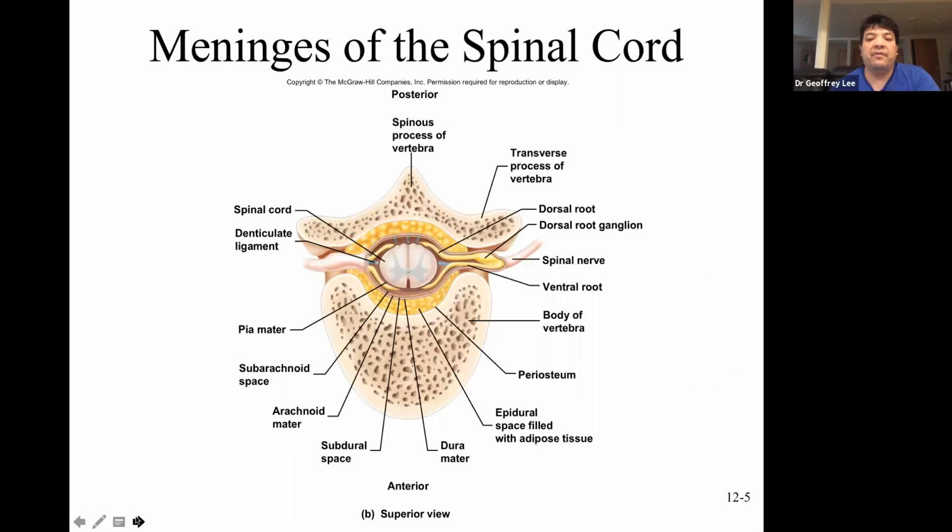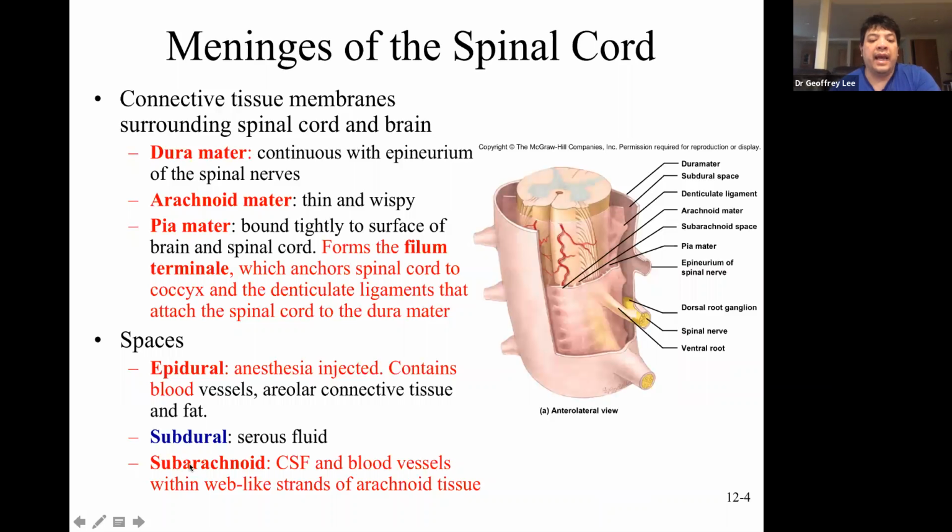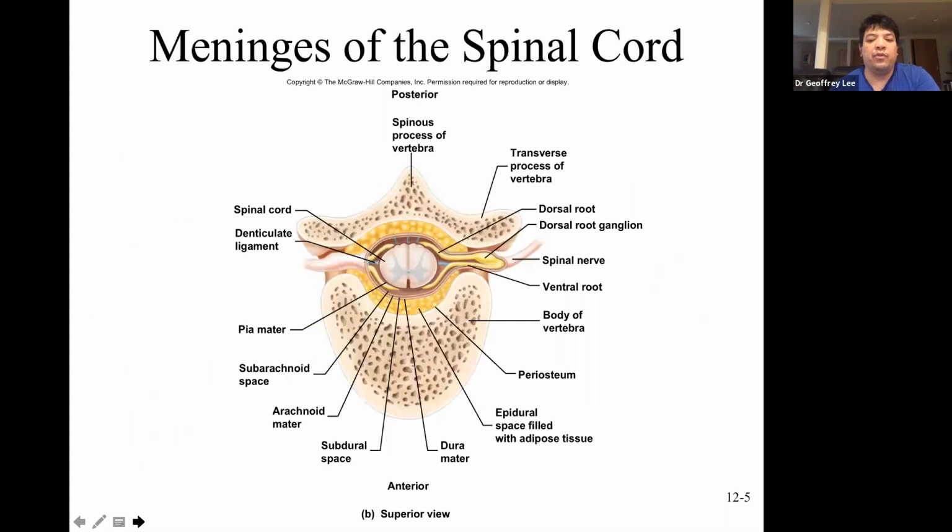It's so much safer then. Now, the last thing I want you to know is subarachnoid space. The subarachnoid space is deep to the arachnoid mater, right? It's found between the arachnoid mater and the pia mater. The pia mater is adherent to the spinal cord and brain. This subarachnoid space right here, that's where all of the cerebrospinal fluid will be found.